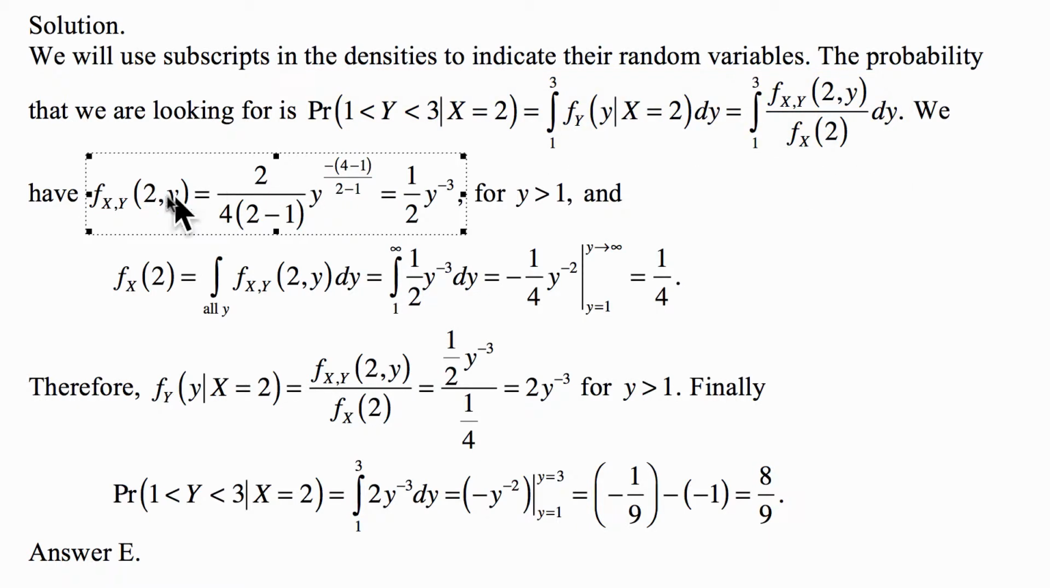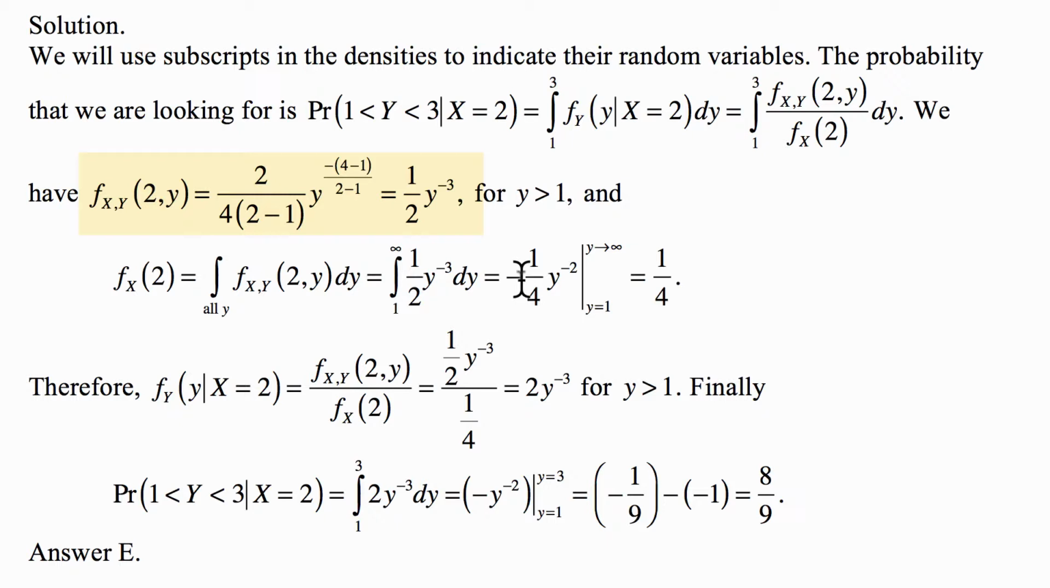So we have f sub XY of 2, y equal to, well, we plug in the value of x equal to 2 in the joint density, and we get 2 over 4 times 2 minus 1 times y to the power minus 4 minus 1 over 2 minus 1. So this is just 1/2 y to the negative third power for y greater than 1.